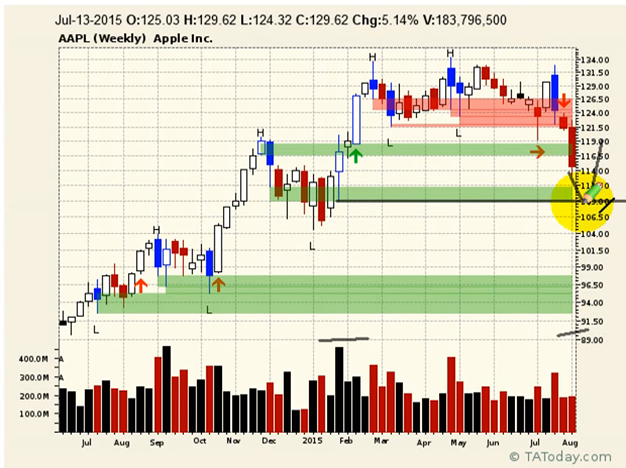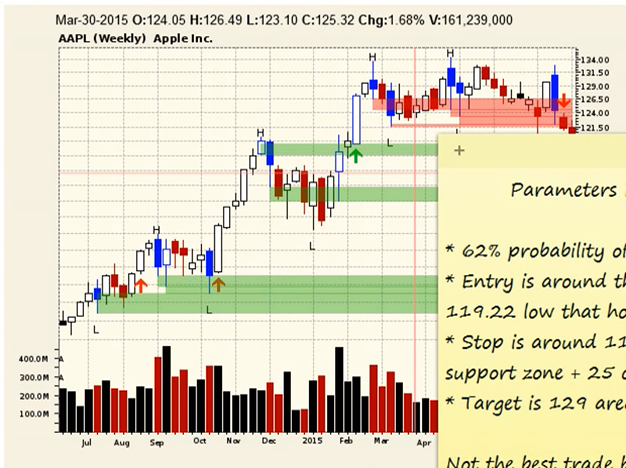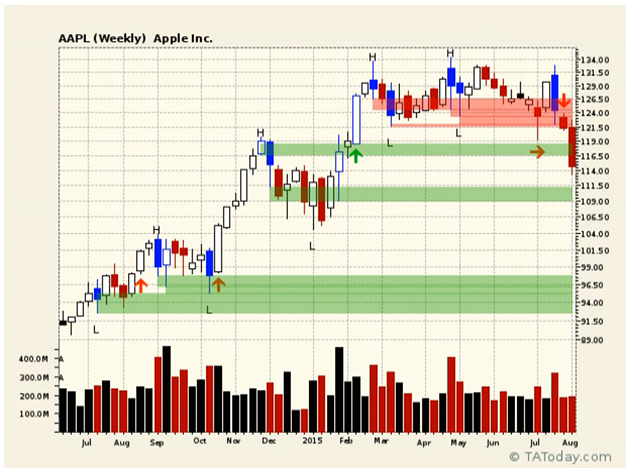And that was the other scenario that we were talking about that was possible in that last video, and that this might be the better buy, if it doesn't set up here properly. So if you remember the parameters that we talked about the last time, it had a 62% probability of holding this bullish retest regen zone. Now note, this isn't over yet.